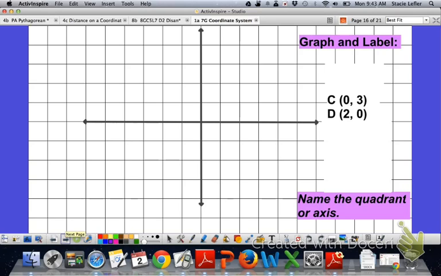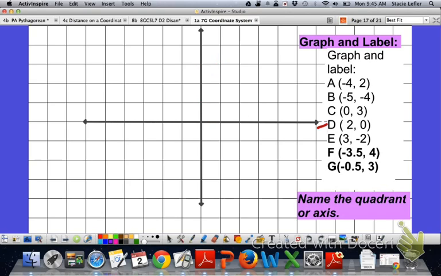For C, we're going to go right or left on the x-axis, 0 places, so it doesn't move. And then it goes positive 3, 1, 2, 3, and graph it, label it C. Now what quadrant is this in? Well, it's on the line in between the 2 quadrants, so we can't say it's in a quadrant. It's actually, we would say, on the y-axis, and write that down. Okay, pause the video and finish graphing and labeling and finding the quadrant or axis for D through G.